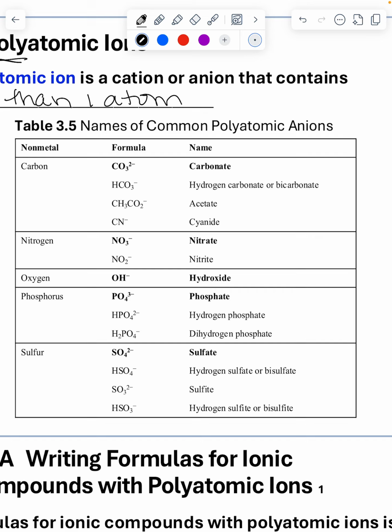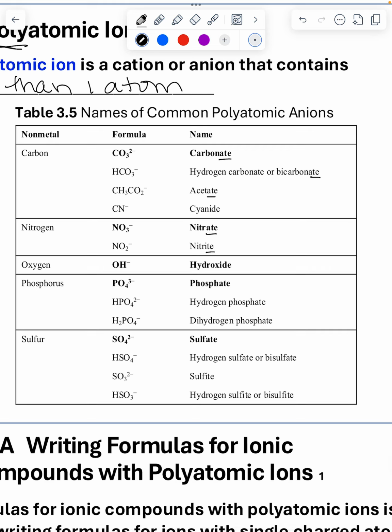And if we look at the names, they have something in common as well. They generally end in ATE, as you see here. Carbonate, bicarbonate, acetate, nitrate. Sometimes you have an ending of ITE, as you see here, nitrite. Here's sulfite down here at the end. And occasionally you will have a polyatomic ion that ends in IDE, as in hydroxide.